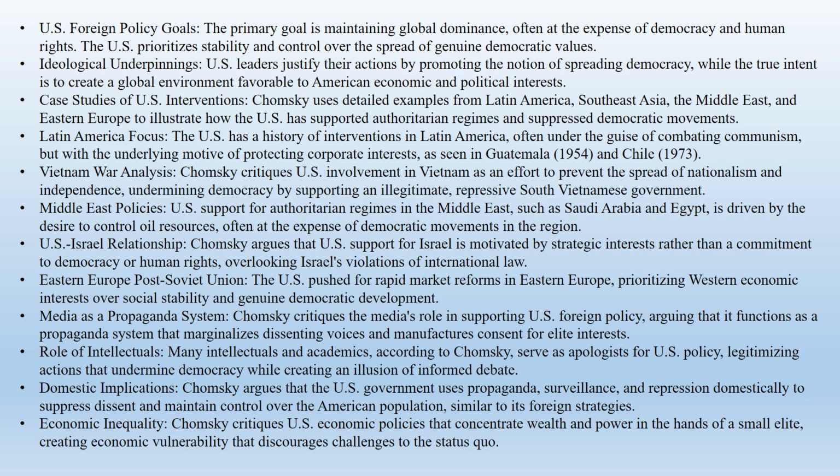Deterring Democracy is divided into several sections, each dealing with different aspects of U.S. foreign policy and its implications. Chomsky begins by examining the ideological underpinnings of U.S. policy, arguing that American leaders have consistently pursued a strategy of global control under the guise of spreading democracy.